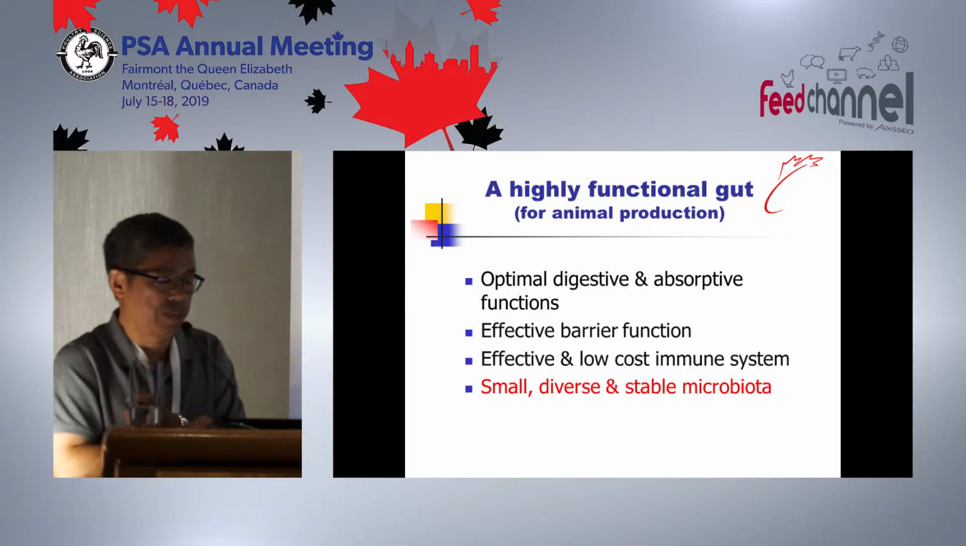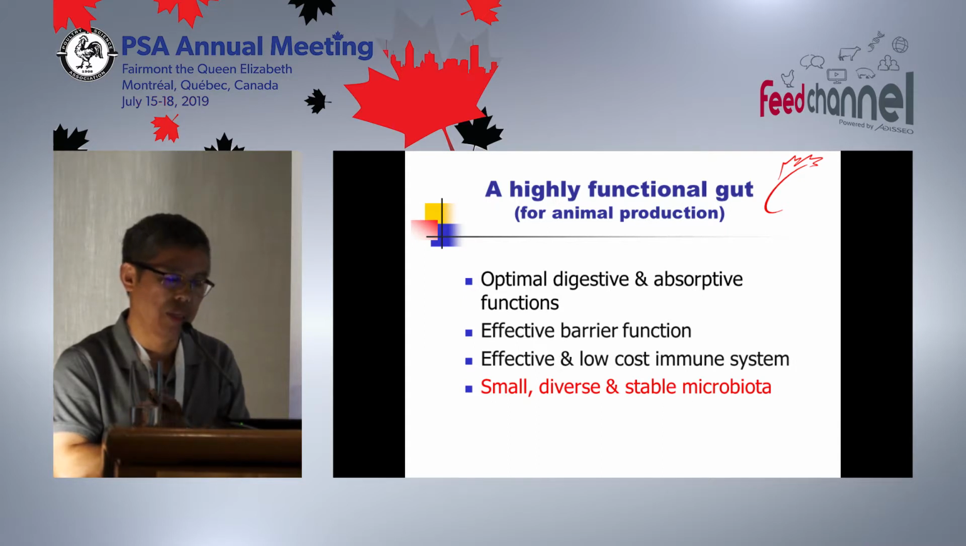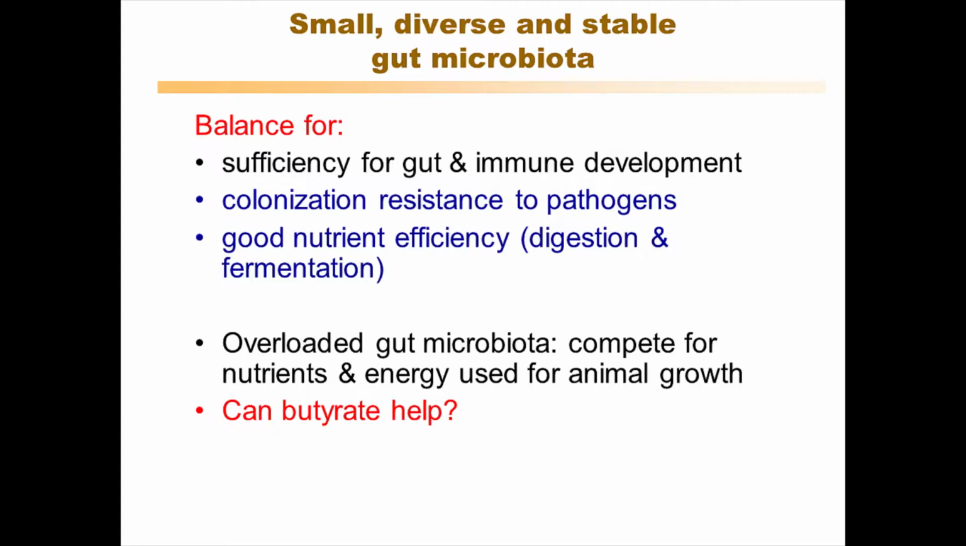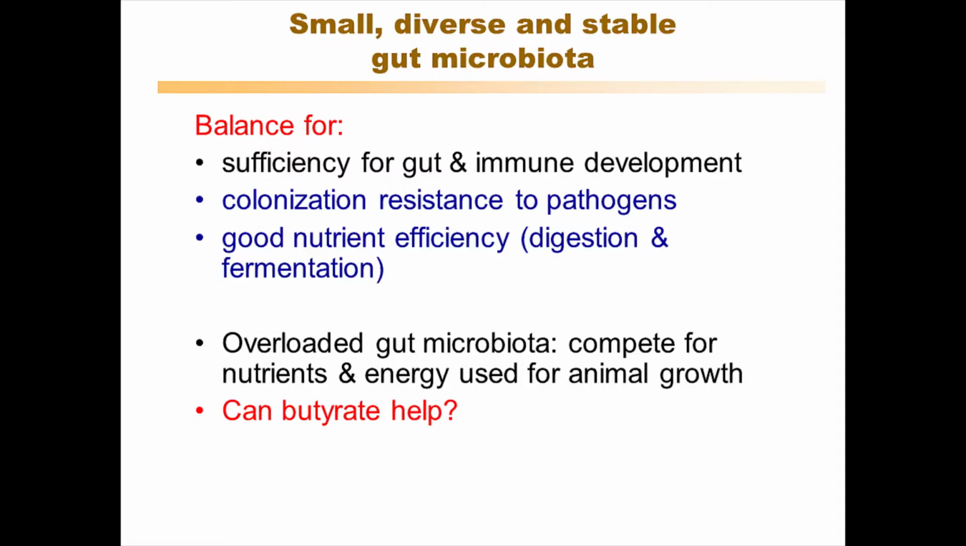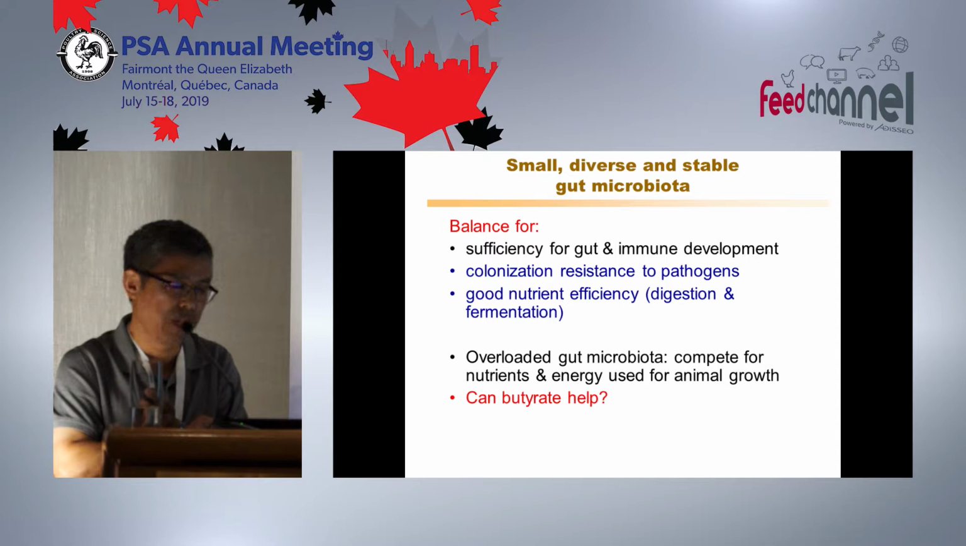And lastly, I'm going to touch upon the microbiota. As we said, ideally, we wish to have small, diverse, and stable microbiota. So we always struggle with how we can balance for sufficient microbiota, which allows for sufficient immune and gut tissue development. The other one would be colonization resistance to endemic infections by pathogens. And also, we hope it will have good nutrient efficiency, including digestion and fermentation. Overloaded gut microbiota will compete with animals for nutrients that can be used for animal growth. So the question is, do we have any tools to do it? Can butyrate help it?